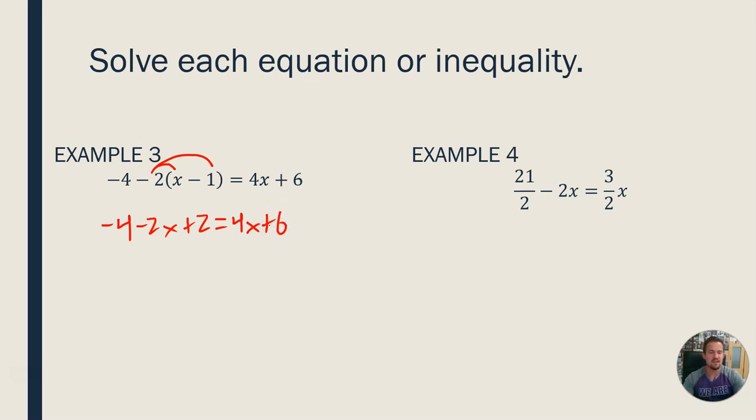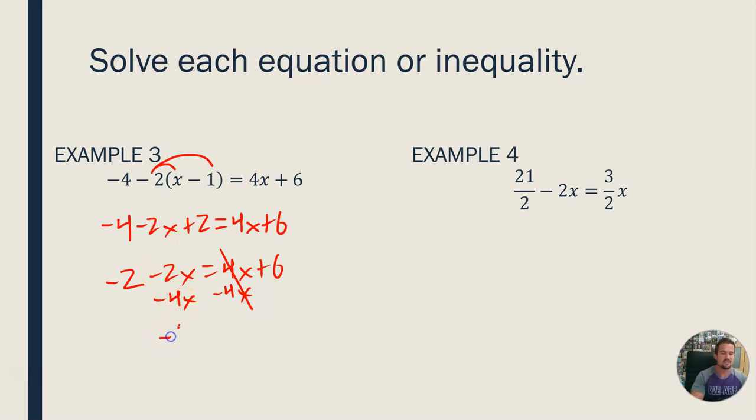Okay. So now this looks really similar to example number 2. So I'm going to go ahead and combine these like terms. Again, make this a little bit simpler. Negative 4 plus 2 is negative 2, minus 2x equals 4x plus 6. Okay. Now, again, this looks very much like example number 1. I'm going to get all the x's on the same side, everything else on the other side. So I'm going to go ahead and subtract 4x over to this side. Notice in all these problems, I've been moving all the x's over to the left-hand side. Does not matter, though. Do whatever you want.